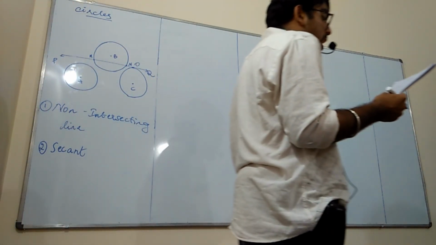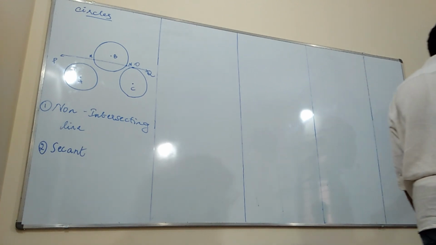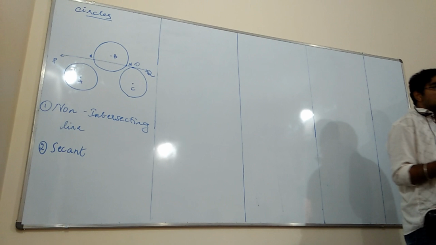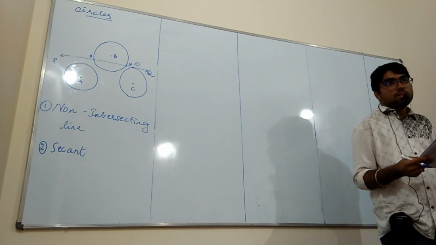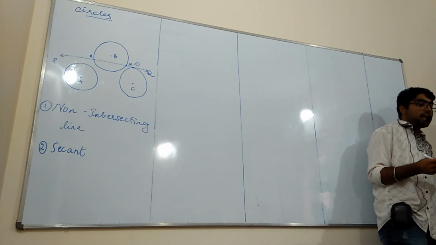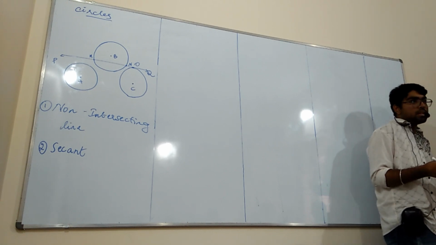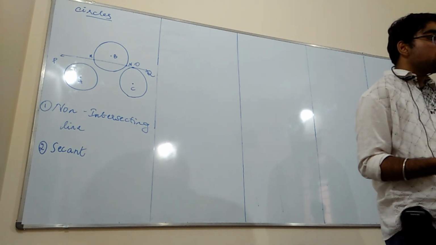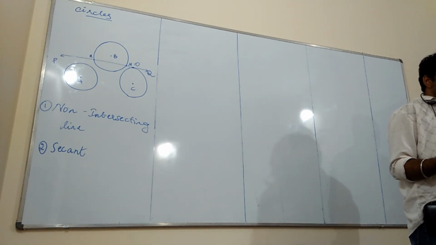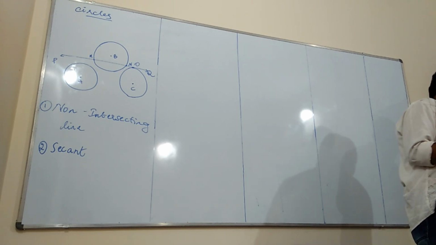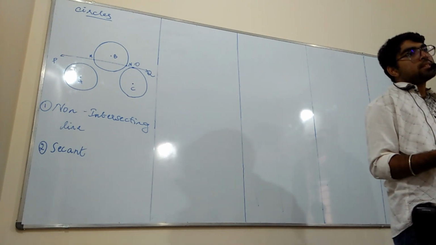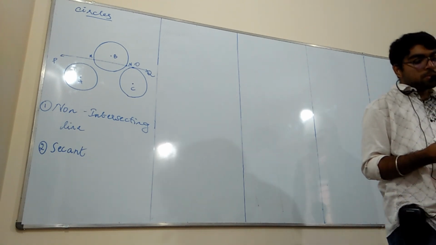Next step. The line PQ and the circle have two common points. Full stop. In this case, comma, we can call the line PQ a secant.